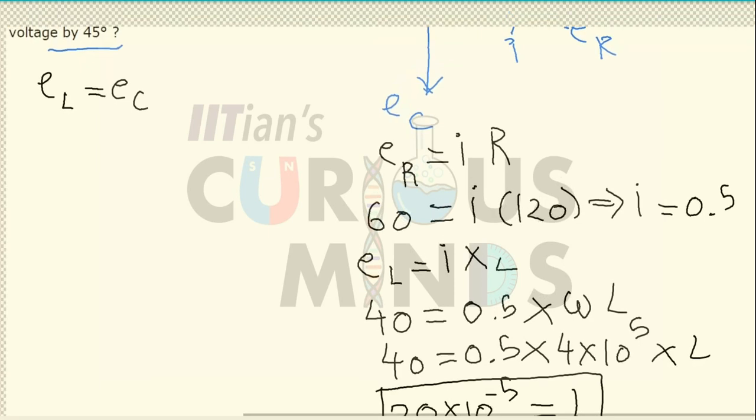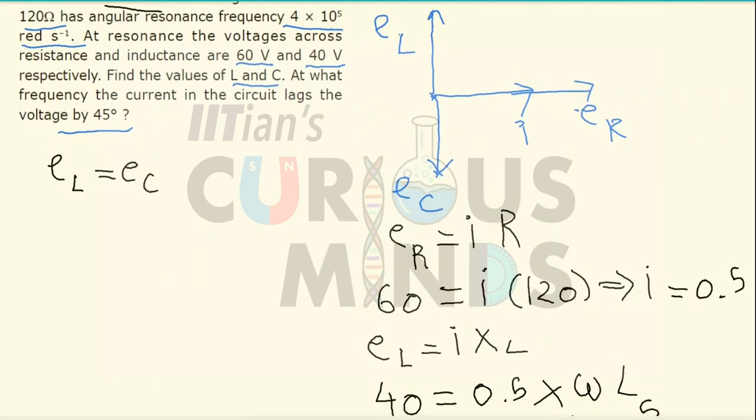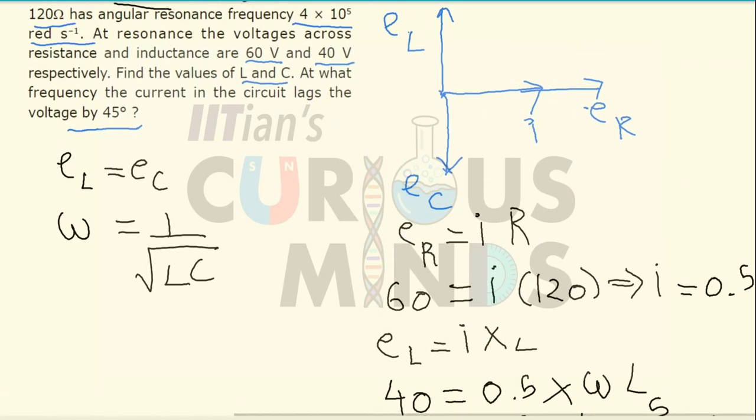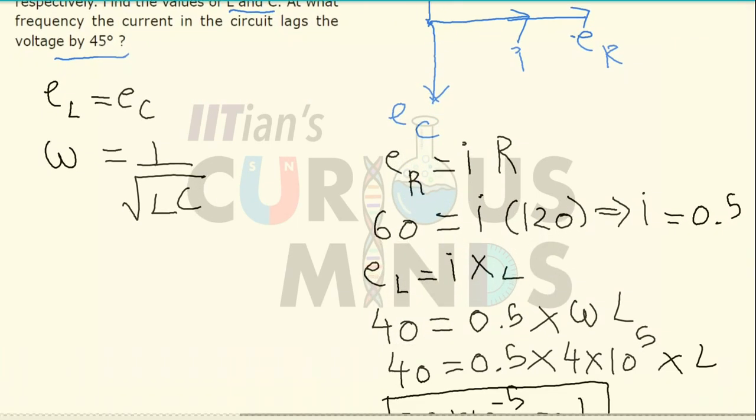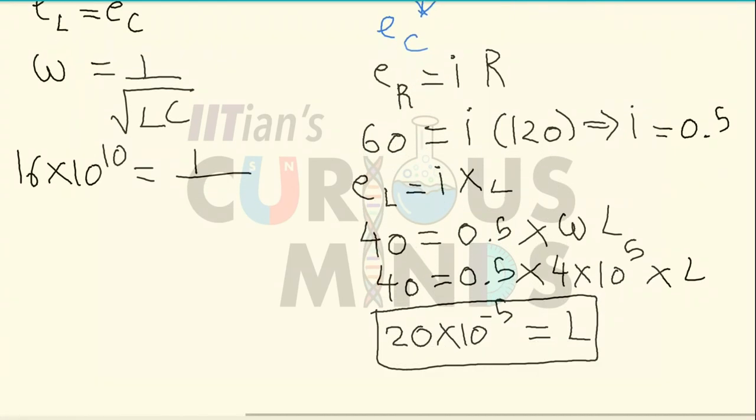Let us see now. It is given that it is at resonant frequency, or it is resonating. So at resonance, omega will be equal to 1 by root LC. When I square this, omega is given as 4 × 10^5, so squared it will be equal to 16 × 10^10, equal to 1 divided by L into C. The value of L is 20 × 10^-5, or I can say it is equal to 2 × 10^-4, into C.